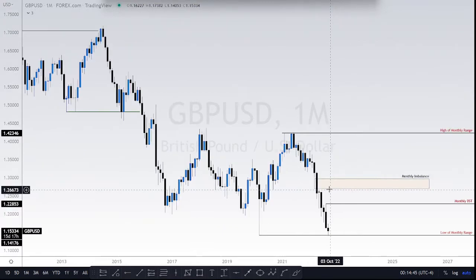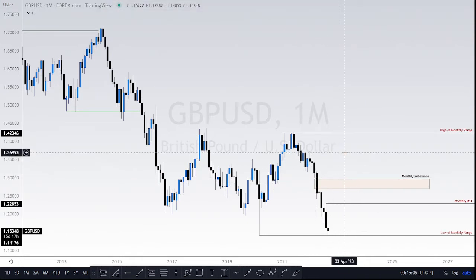So, starting off with the monthly time frame, as usual, at the start of the week, I am anticipating price to either A, break below the low of the monthly range, or B, to see a reversal before the end of this month, and we see price heading towards the monthly buy side target. So the focus is going to be a lot more on the lower time frame.